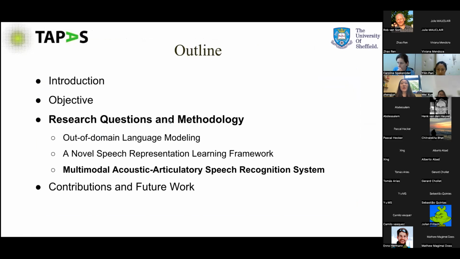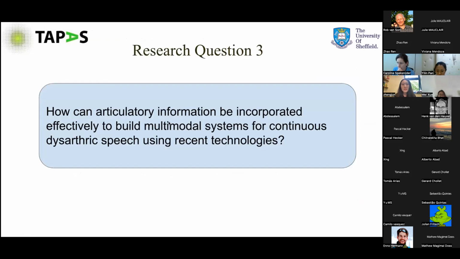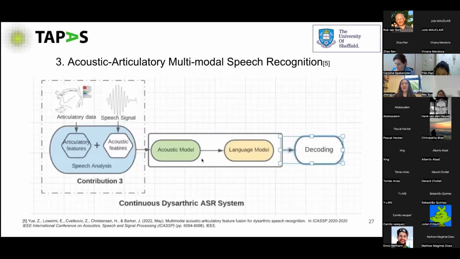The last work I did is the multimodal acoustic articulatory speech recognition system. So the research question is, how can articulatory information be incorporated effectively to build multimodal systems for this task? The motivation is that because of the high variation of dysarthric speech, using acoustic information is not enough to capture the characteristics of dysarthric speech, but incorporating additional information might help in this case, and that's why we arrived at this research question.